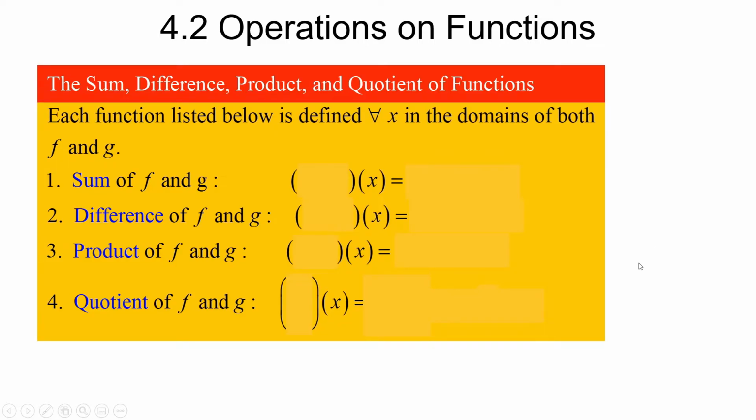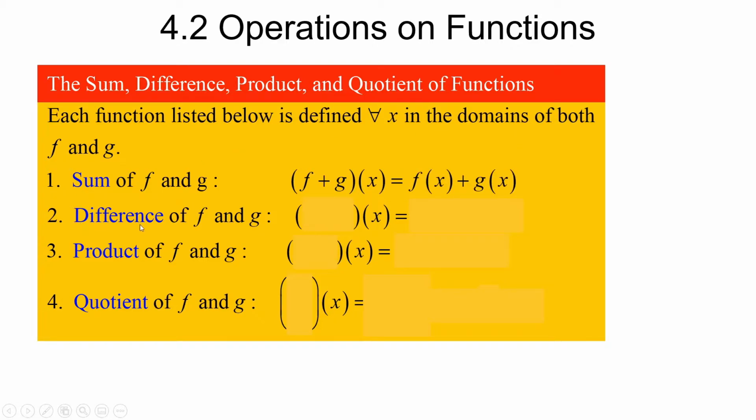So the sum, difference, product, and quotient of functions. Each function listed below is defined, and remember this symbol, for all x in the domains of both f and g. So the sum of f and g. Now we have special notation for operations on functions. We just write f plus g of x. Do you get that? We have the function f plus the function g in terms of x. And what is that? That's nothing more than f of x plus g of x.